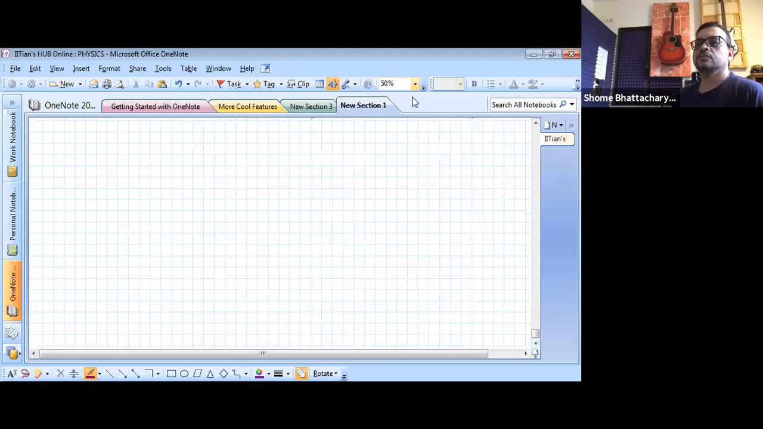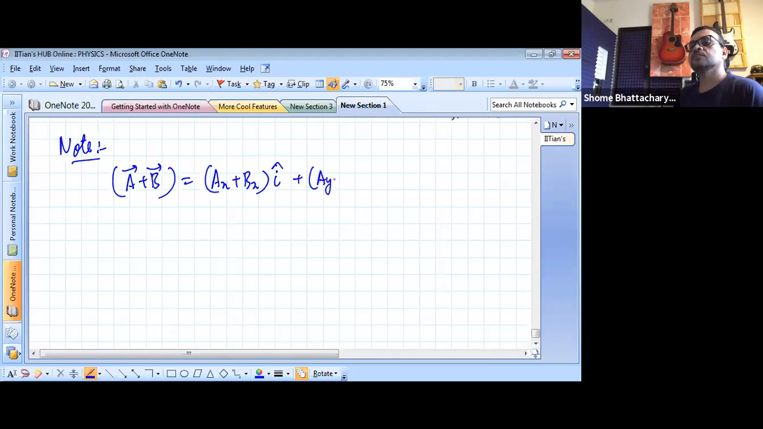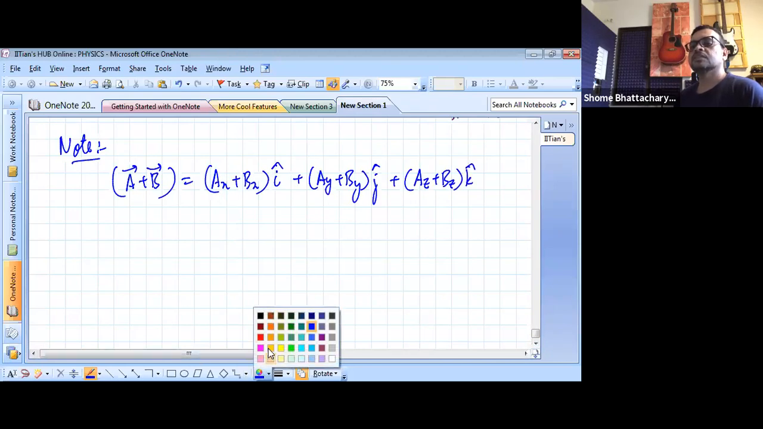So when we are doing algebraic operations like sum and difference, A plus B in 3-dimensional component form will just become A's x component plus B's x component i cap, plus A's y component plus B's y component j cap, just like in 2D. And now to that you just add the z component, so Az plus B's z component. And similarly, if there is a minus sign in between, then everywhere there will be a minus sign.